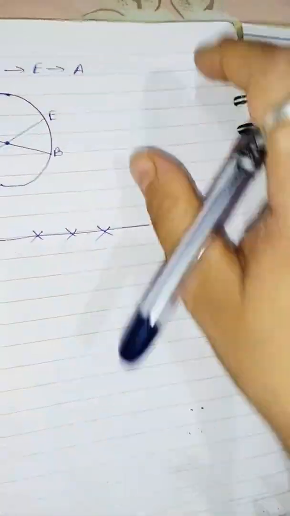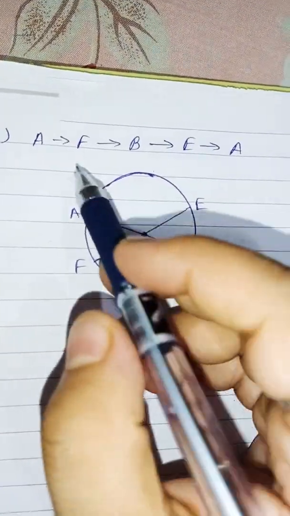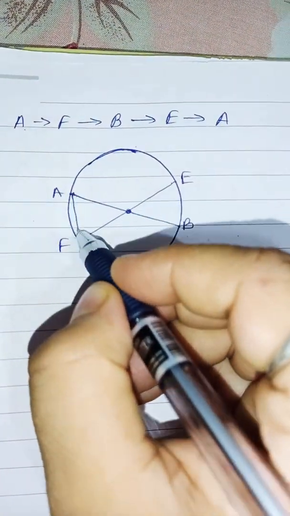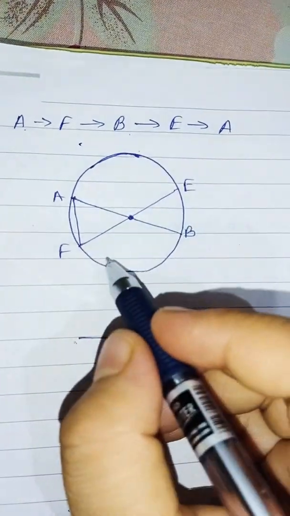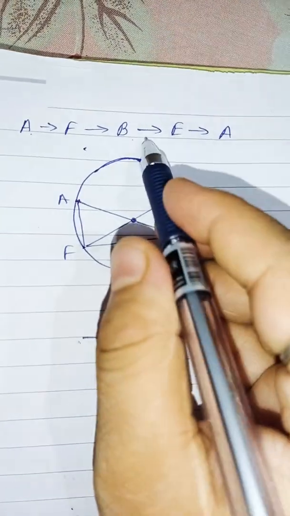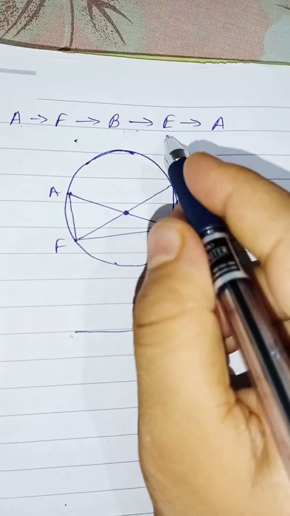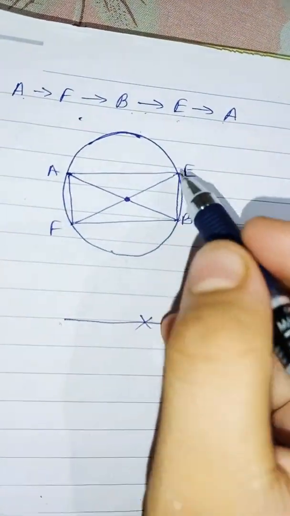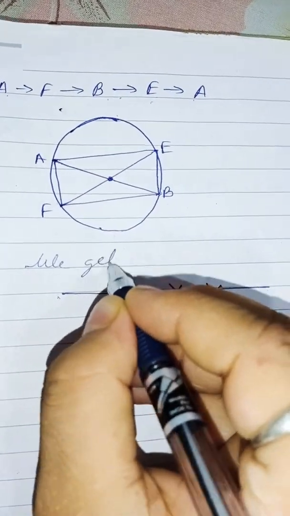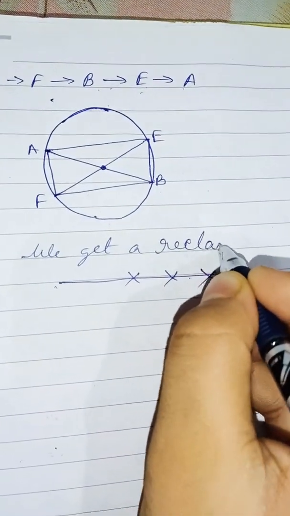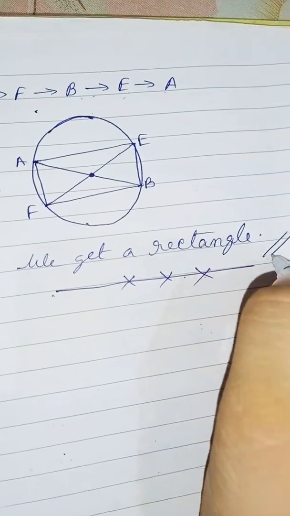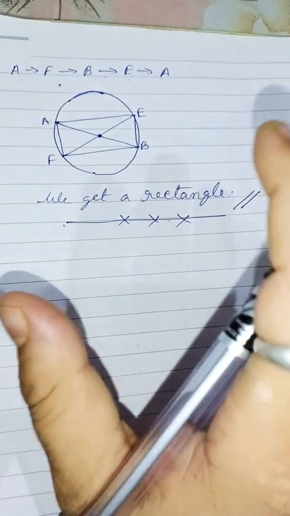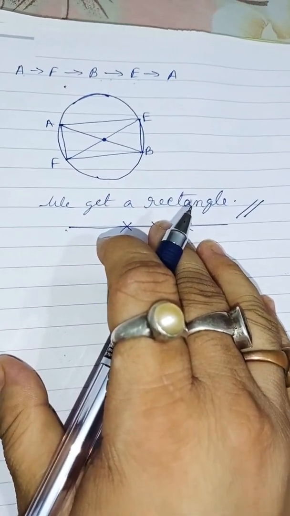Part B is also the same type. You have to join the following points according to the given order. A will be joined to F, so A to F, F to B, B to E, and then E to A. So what is the shape you get here? It's obviously a rectangle, so we get a rectangle. So these are the answers of exercise 10C, and with this we come to the end of this chapter. Okay, thank you.